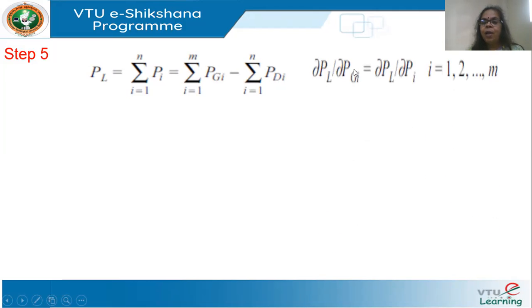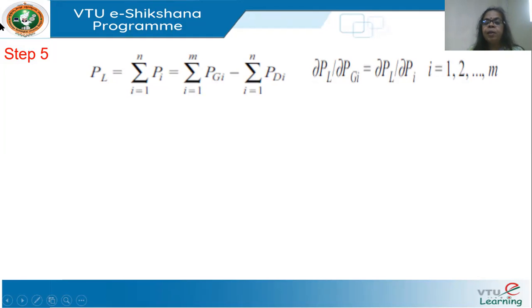So now let's see here. Supposing I want to differentiate the loss with respect to the generation. You know this; this is important in calculating penalty factors. You have already been exposed to it in the problem of economic dispatch. So if I take the derivative of this with respect to PGi, now you see here in my dynamic problem, the D's are all constant. The load is constant, but I want to vary G.